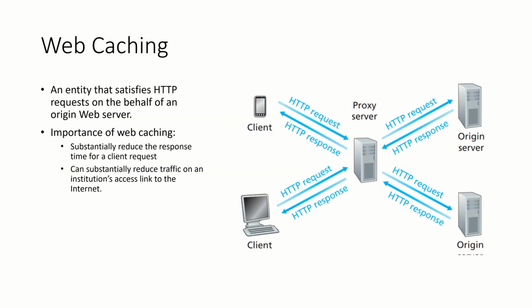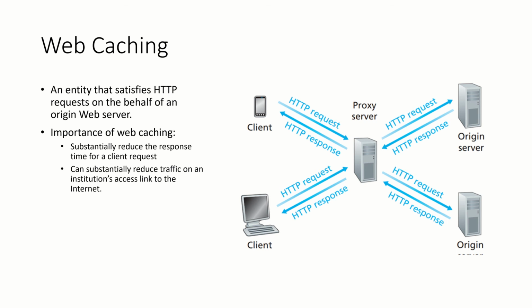Next up is web caching. A web cache is also called a proxy server. It is a network entity that satisfies HTTP requests on behalf of an origin web server. The web cache has its own disk storage and keeps copies of recently requested objects in its storage.